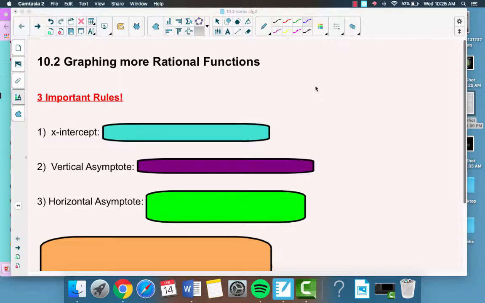So there's three important rules that you're going to need to know for this section. Please make sure you write these down in your notes. That way you can refer back to them on your homework and when you study.